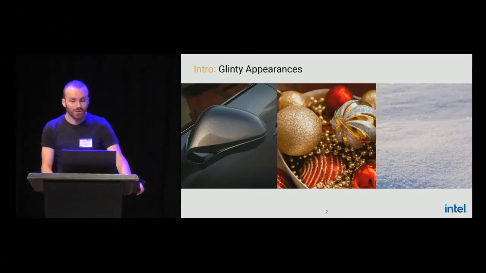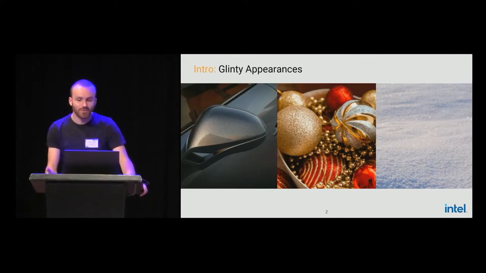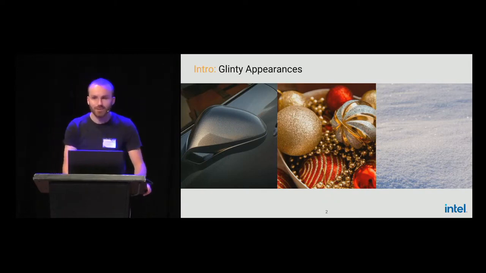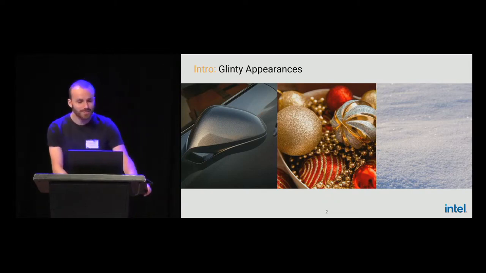Today I'm going to talk about real-time rendering of glinty appearances. But first off, what are glints exactly? I've selected a few examples here. Glints come from a distribution of very specular microfacets on a surface, and it is a mesoscopic phenomenon, something that happens in between the microscopic and the macroscopic.